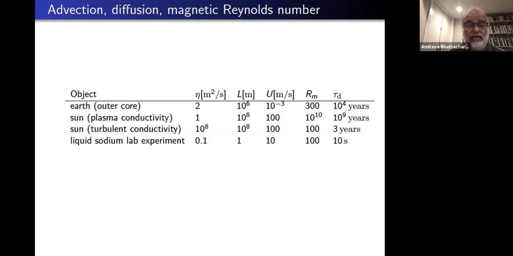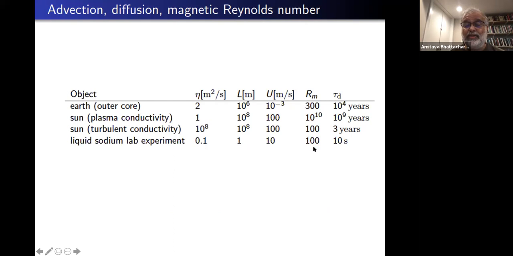If you look at the Earth, the sun, and now we show two scenarios of where you have the plasma conductivity, the turbulent conductivity, and what does it take to get dynamo experiments going in the lab. And I won't dwell on it. These are the values of eta, L, and U, but I will bring your attention to the magnetic Reynolds number.